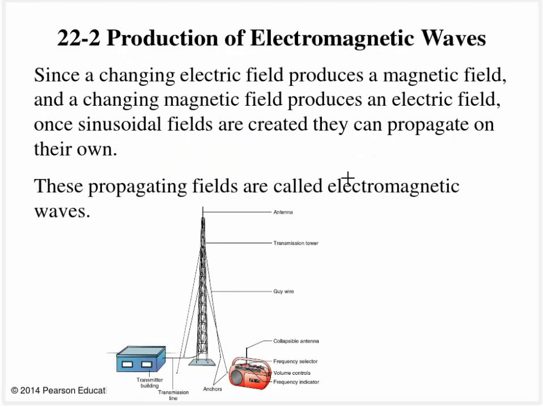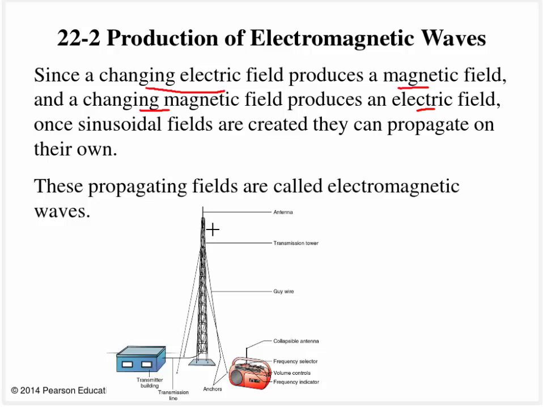Now let's take this a little bit further and say, hey, how can we produce electromagnetic waves? Since a changing electric field is going to produce a magnetic field, and a changing magnetic field is going to produce an electric field, we can really create a wave that's going to propagate on its own. How do we do this?